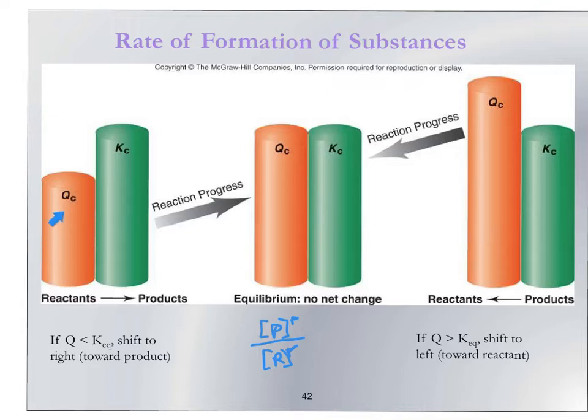So if my Q is too small, that means my product to reactant ratio is too small right now compared to what it should be at equilibrium. That means the reaction is going to proceed to the right so that it reaches equilibrium. It's going to keep proceeding to the right, making more reactants turn into products. So my forward rate will be higher than my reverse rate, so that I produce more products and my ratio increases until it reaches what it should be at equilibrium. So if my Q is smaller than K, that means the reaction proceeds to the right.